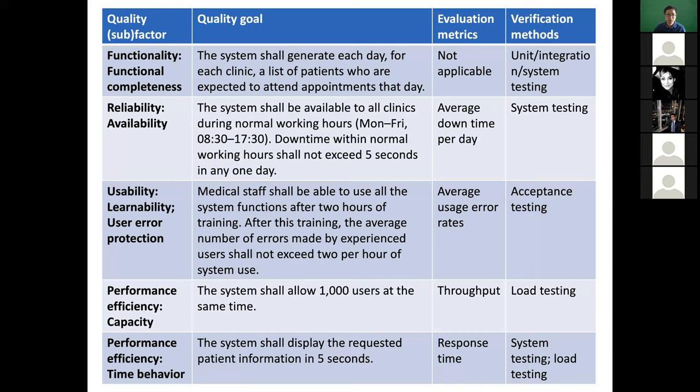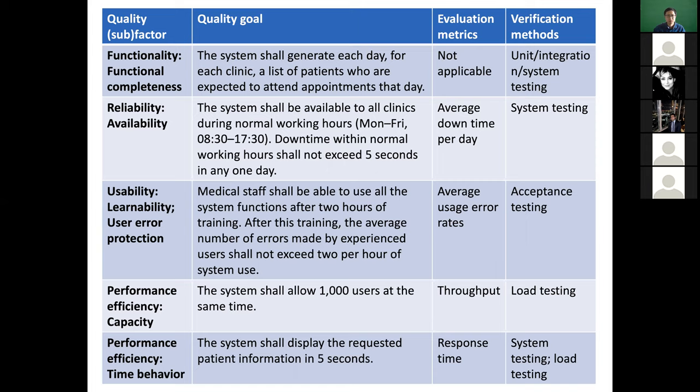The first quality goal is: the system shall generate each day for each clinic a list of patients who are expected to attend appointments on that day. So this is a quality goal. What is the quality factor and sub-factor? The factor is functionality. The sub-factor is functional completeness. So basically, this is a feature, and we want this feature to be complete, right?